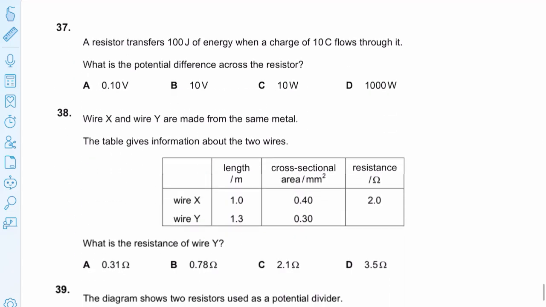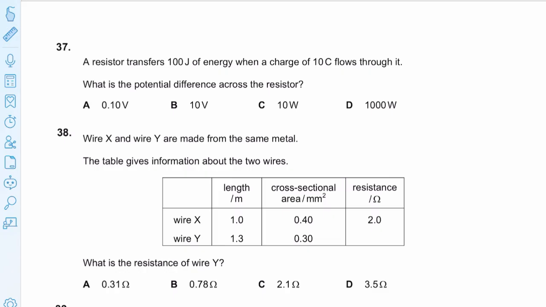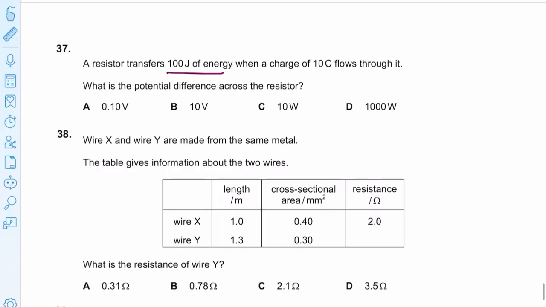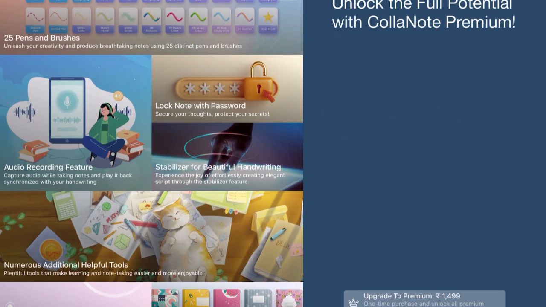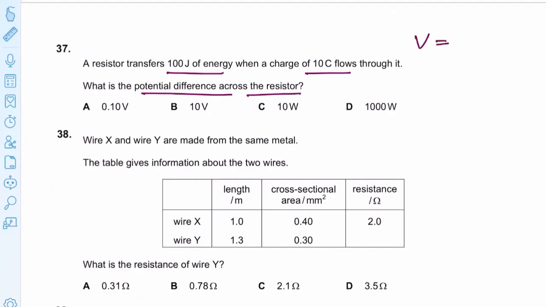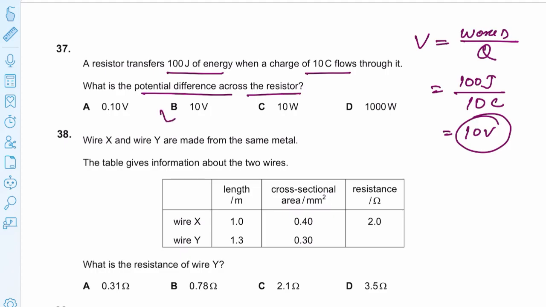Got it? Question number 37. A resistor transfers 100 joule of energy when charge 10 coulomb flows through it. What is the potential difference across the resistor? Simple question. So V, voltage, equals work done over charge. Work done equals 100 joule over charge, which is given as 10 coulomb. If you divide it, I'm getting 10 volt, right? So option B will be the right answer.